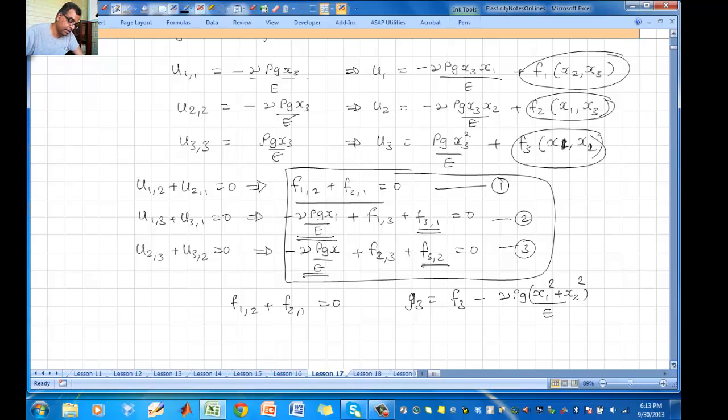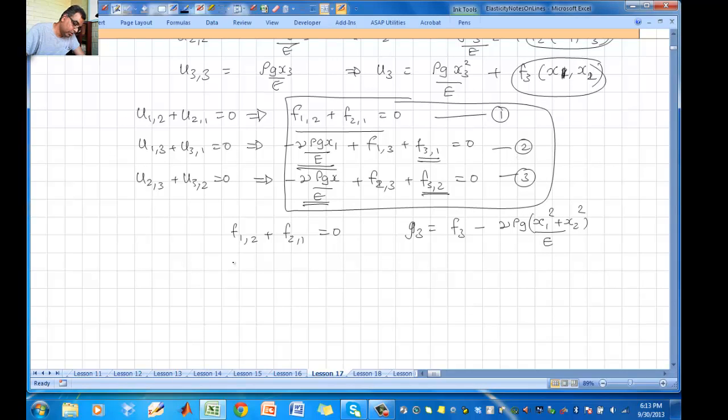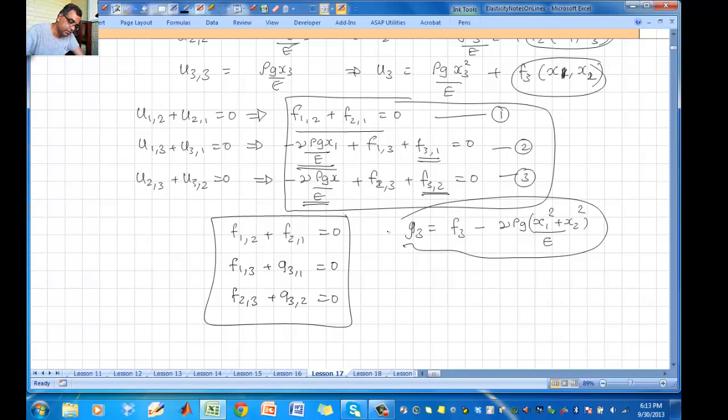Now you will see that equation 2 will become f1 comma 3 plus g3 comma 1 equal to 0, and f2 comma 3 plus g3 comma 2 equal to 0. I got this. If you take that and plug it in here, you will get this back. This is a very clever trick, and if you think about it a little bit, you will see that this is actually a particular solution to this problem, and this is the general solution.